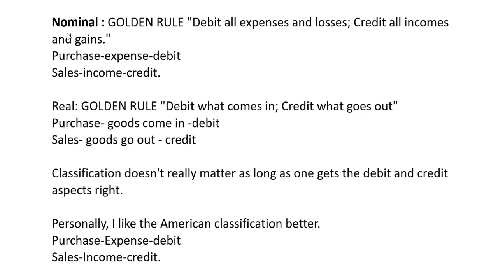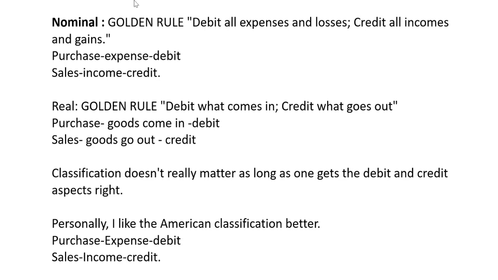Now, if we consider this as a real account, because we can see and touch whether goods are coming or going, these are physical components, right? According to the golden rule of debit and credit, the real account rule is: debit what comes in and credit what goes out. If we are going to buy something, it means goods are coming into our business, so we debit what comes in. And if goods are going out, we credit it.